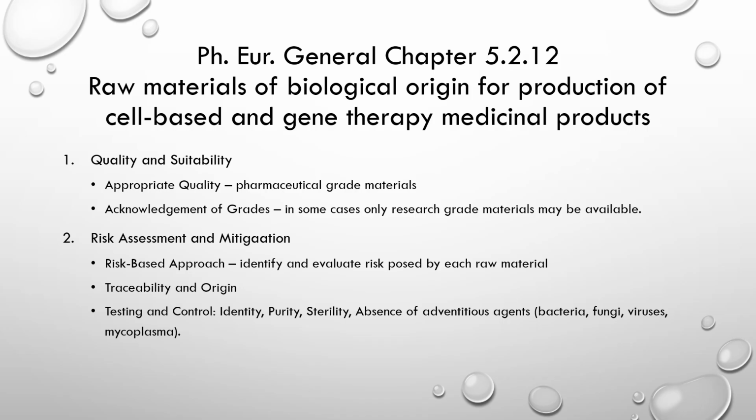But let's just quickly go through the steps. So you're going to look at the quality and suitability of your materials. So you have to have reasonable grade materials. It's not always easy to get them for biological entities or materials of human and animal origin. It's very difficult to control and get that consistency, although we're getting better at it now.